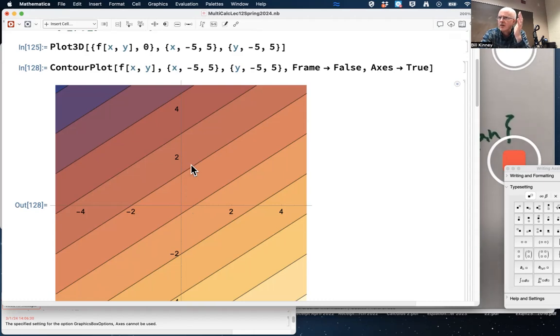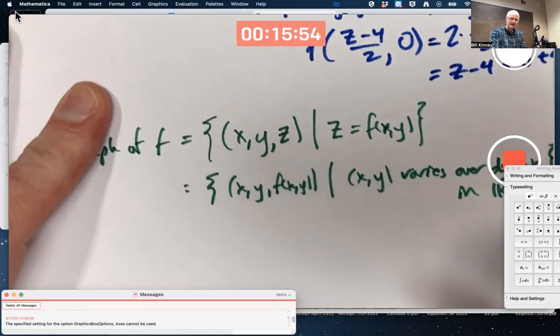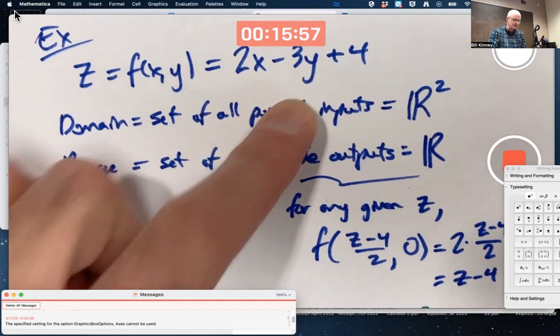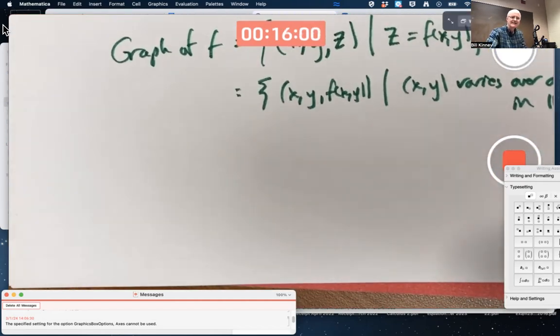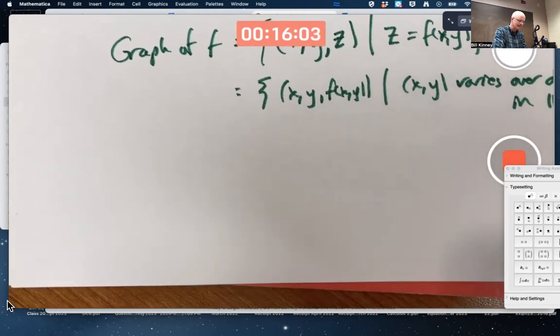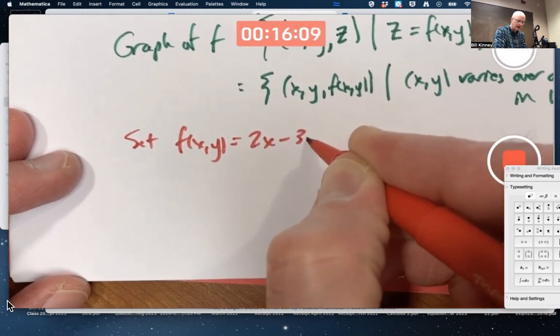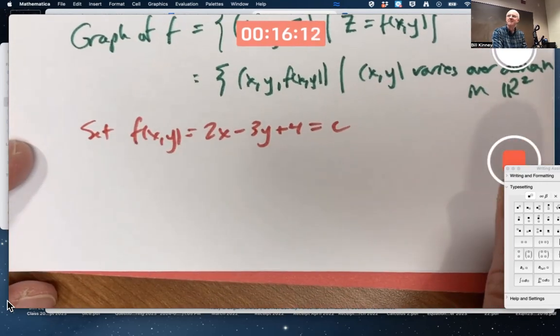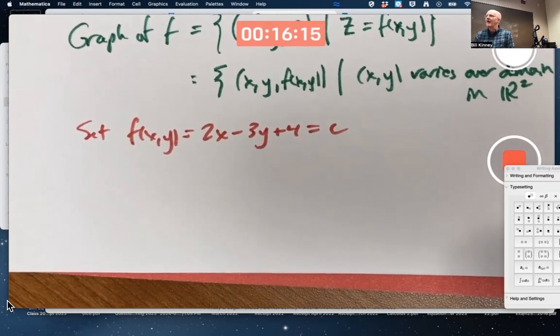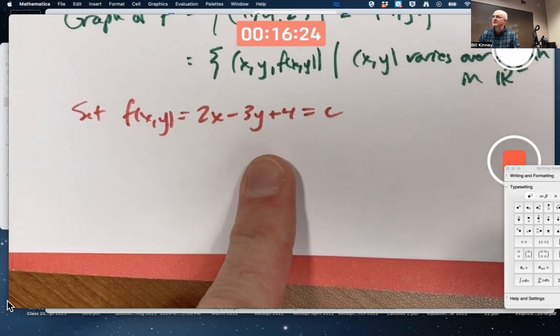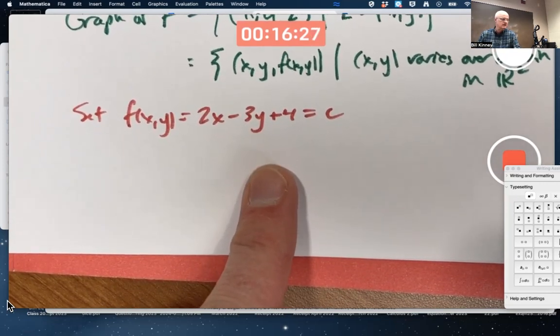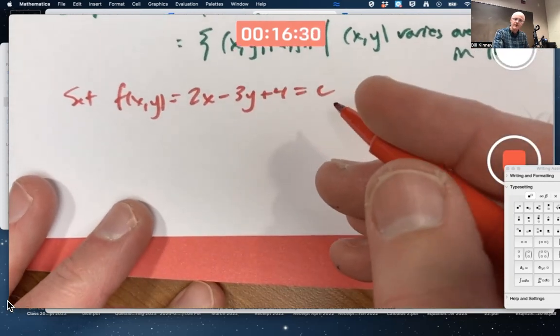Is there a way to confirm what lines we get symbolically here? This example, once again, f of x is this function, 2x minus 3y plus 4. If I set this function f of x y, which is again 2x minus 3y plus 4, equal to a constant c, where c is unspecified, I can figure out what curve in the xy plane has this graph. And that'll be one of those level curves that we saw.